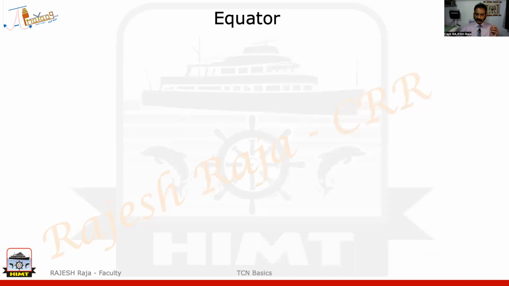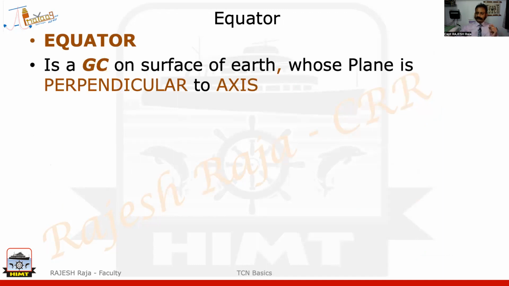Let us go to the next important definition, which is your equator. What is an equator? Please remember, equator is a great circle. So the moment I say great circle, you know the plane has to pass through the center of the Earth. But this plane, even though it passes through the center of the Earth, is perpendicular to the axis of the Earth. So I'm going to show you that.